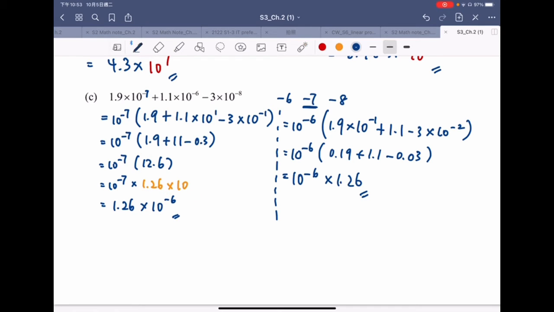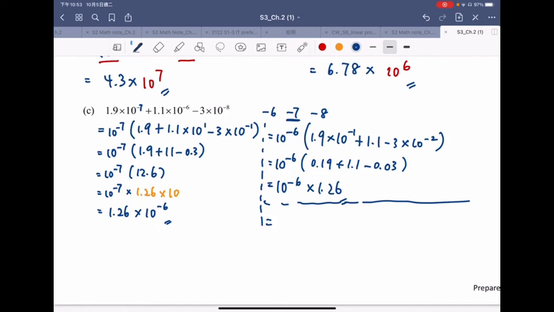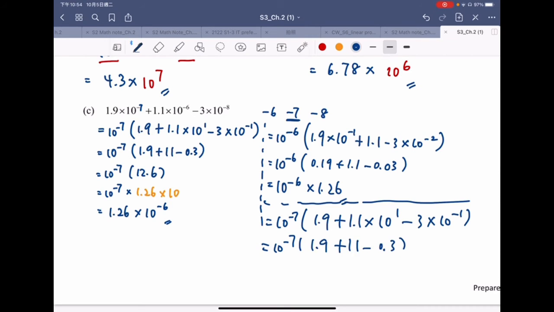Then how about -7? Okay, so the first one becomes 1.9, second one, 1 minus 7 is -6, and this one should be -1, minus 0.3. So you see this one actually is similar to this one. We go to 12.6, alright. So actually, whichever index you choose, we can get the correct answer, alright.